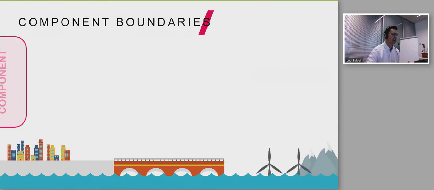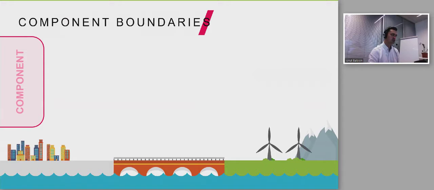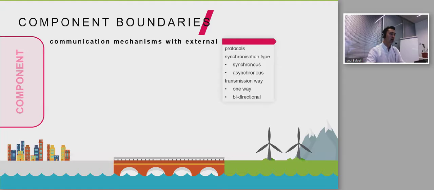And in regards to the architecture style, you should be very careful with the component boundaries, because changing the component boundaries influences the others that depend or rely on it. So in regards to that, you should know in advance what the communication mechanism with externals is in terms of protocols. What protocols are you using? HTTP, FTP, what's the communication type? If it is synchronous, if it is asynchronous, the transmission way.